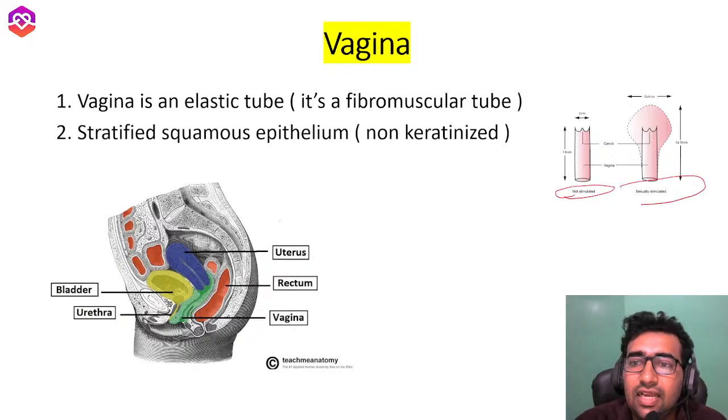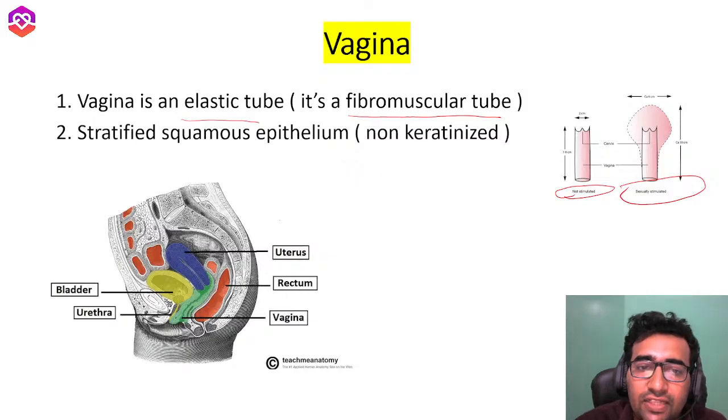But it can be enlarged in diameter, I mean it's an elastic tube, or in medical terms, a fibromuscular tube, made up of muscle tissue as well as fibrous tissue. Now, the inner lining of the vagina is made up of stratified squamous epithelium.